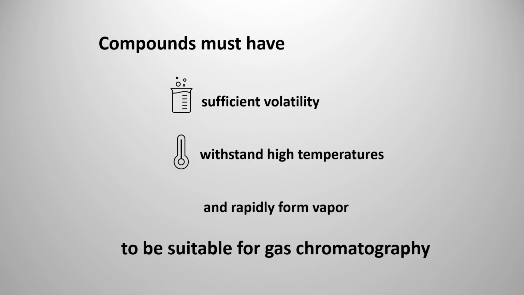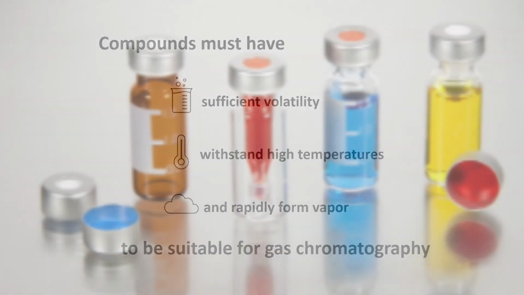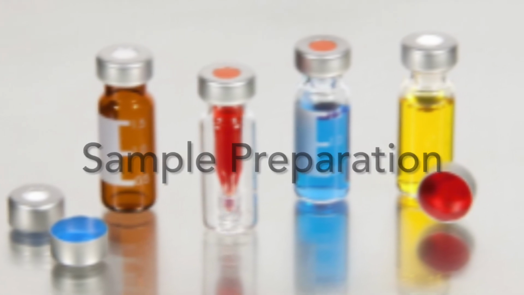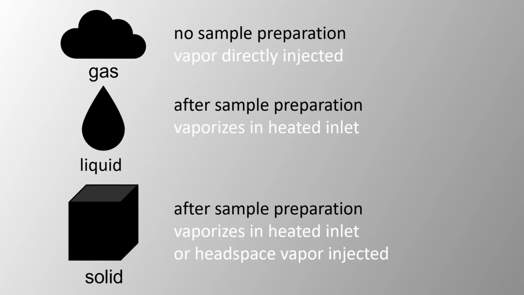Compounds suitable to gas chromatography must have sufficient volatility, withstand high temperatures, and rapidly form a vapor without degradation or interaction with other compounds. Sample preparation is dependent on the type of sample. Compounds in the gas phase are directly injected. Liquids and solids must be prepared. The simplest preparations are dilution of liquids which vaporize in the inlet, or for solids, dissolution followed by vaporization in the inlet, or collection of headspace vapors followed by direct injection.